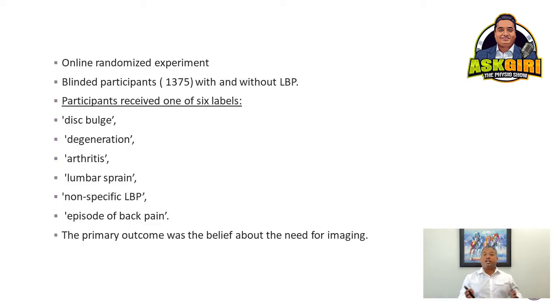So this study is an online randomized experiment with about 1,375 participants. What they did is, every participant received one of the following labels: disc bulge, degeneration, arthritis, lumbar sprain, non-specific lower back pain, or episode of lower back pain. These are the six labels given to these 1,375 participants, right? What is the outcome? The outcome is their belief about whether they would need an X-ray or MRI, the belief about the need for imaging. That's the outcome we measured.